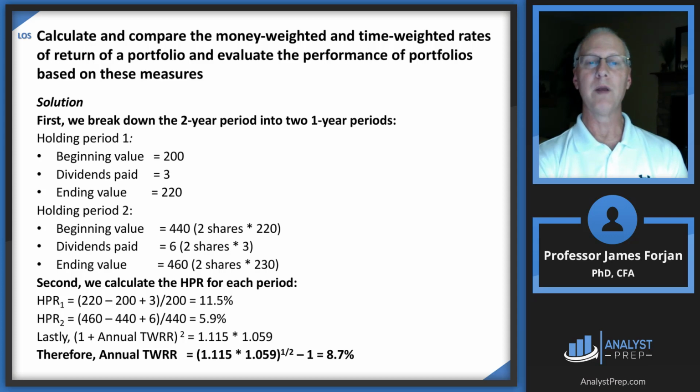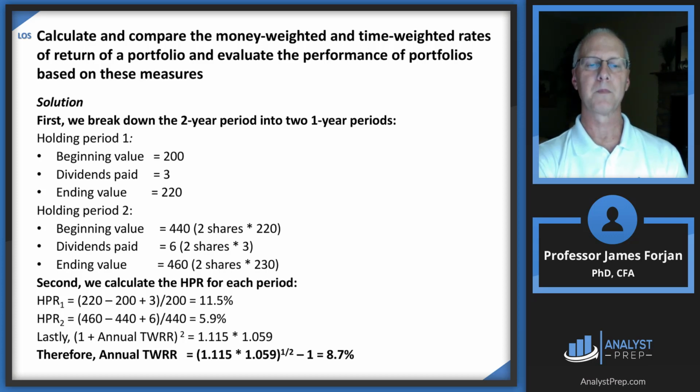And then what did we do? Then we bought another share for 220. So that gets us up to 440. Then our total investment then is 2 shares at 230, so that's 460. So think about what we did during that period. We started at 440, we ended at 460, we got 2 $3 dividends, so we add 6 to that, we divide that by the 440 to get 5.9%. All right, so that part right there, under the second, we calculate the HPR for each period. That uses the beginning and ending and dividends paid value that is broken up for you there at the top of the page.